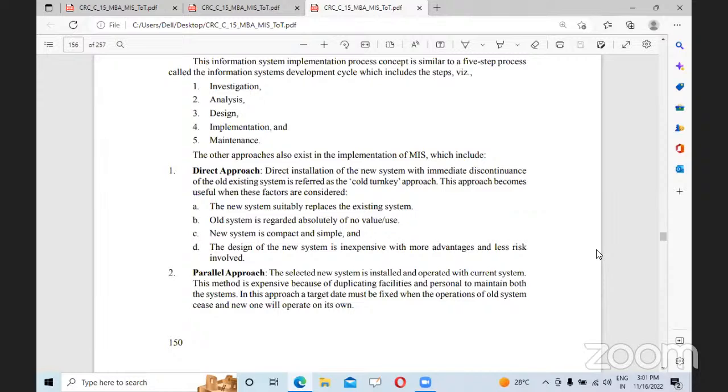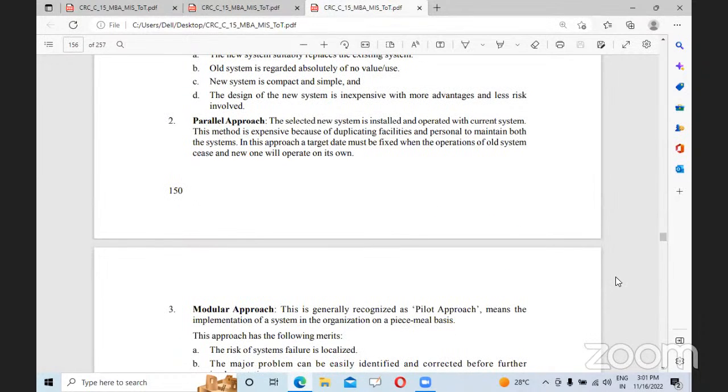This approach becomes useful when these factors are considered. The new system suitably replaces the existing system. The old system is regarded as having absolutely no value. The new system is compact and simple. Thus, design of the new system is inexpensive, with more advantages and less risk involved. Next concept is the parallel approach. The selected new system is installed and operated alongside the current system. This method is expensive because of duplicating facilities and personnel to maintain both systems.